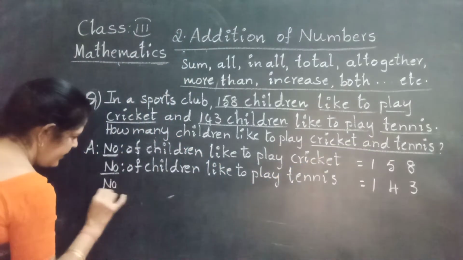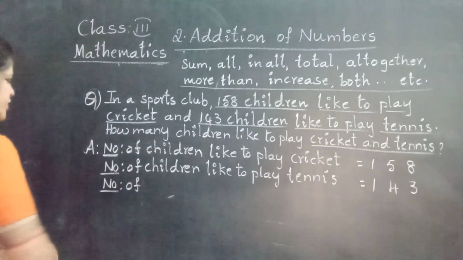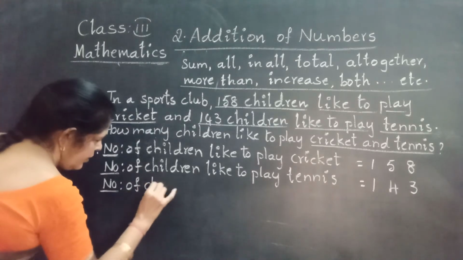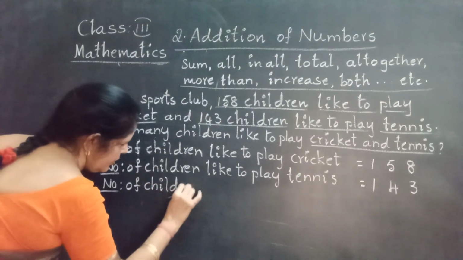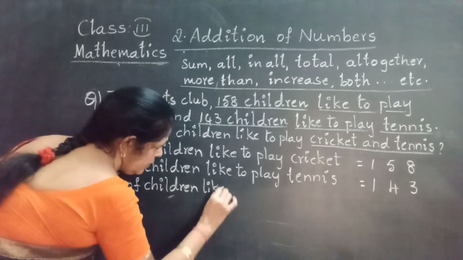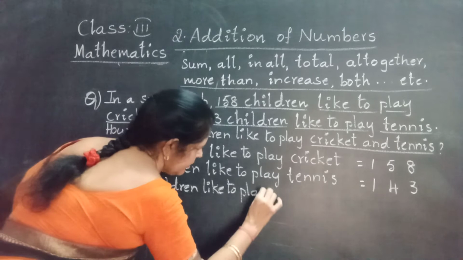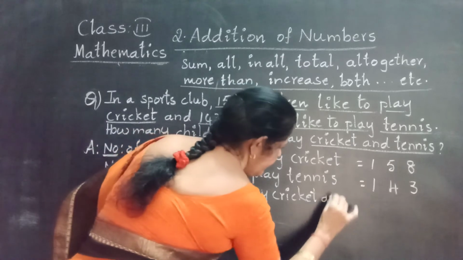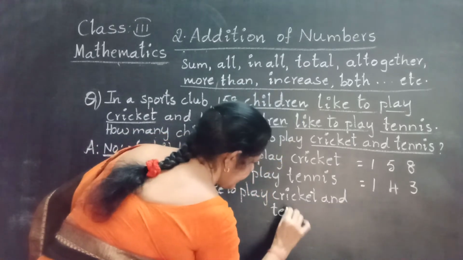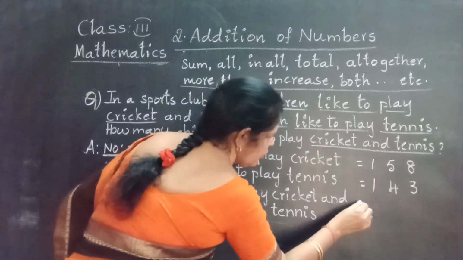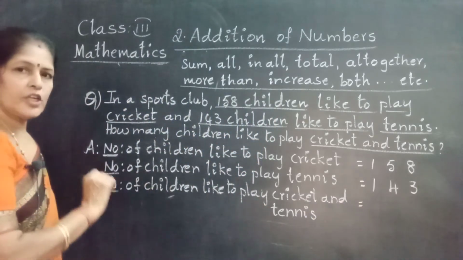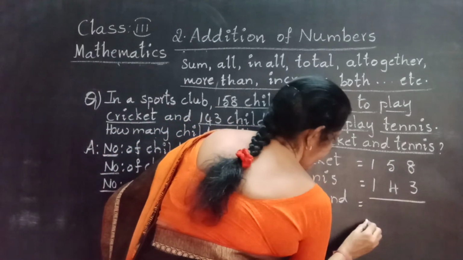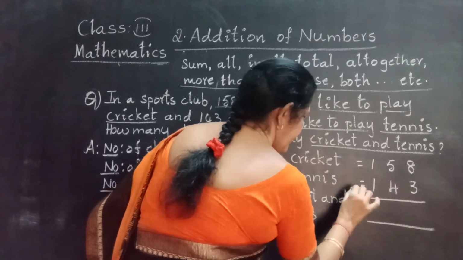Now, how many children like to play cricket and tennis? The total number of children who like to play both cricket and tennis. I continue in the next line. Okay, this is going to be a long step. Simple: total number of children like to play games. Now here we find out the total, so put the symbol plus.